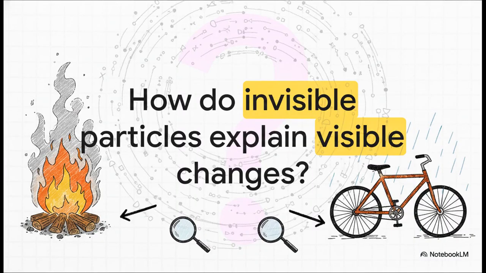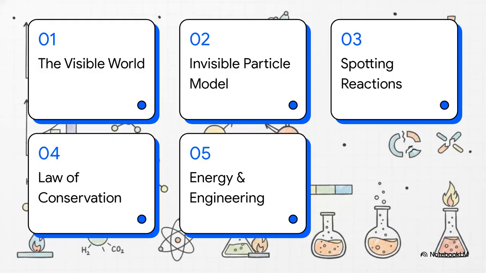So here's the essential mystery we're going to be investigating as detectives today. How can invisible particles explain the visible changes in matter? Just think about it for a second. You watch a piece of wood turn to ash in a campfire, or you see a bicycle completely rust out in the rain. You are witnessing massive, visible changes. But the true explanation for what's happening? It's on a scale completely invisible to the naked eye. To solve this mystery, we've got to understand the tiny building blocks of the universe and how they interact with each other.